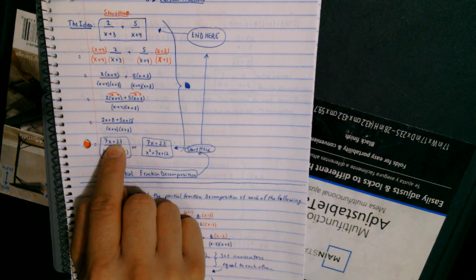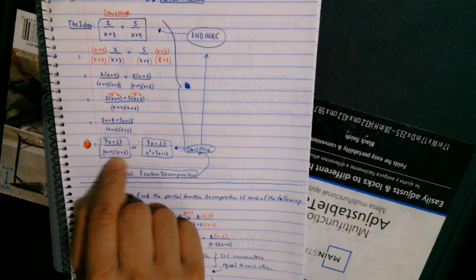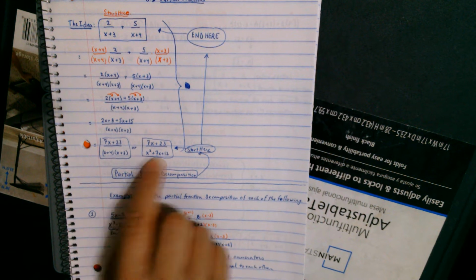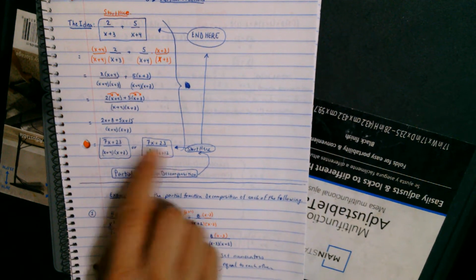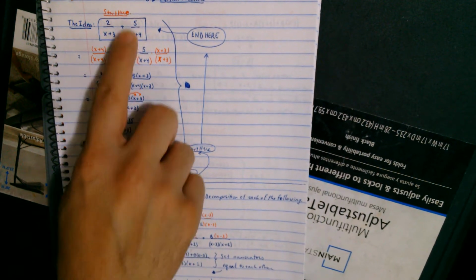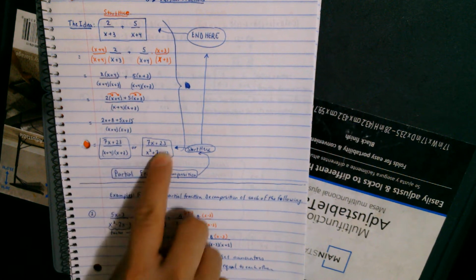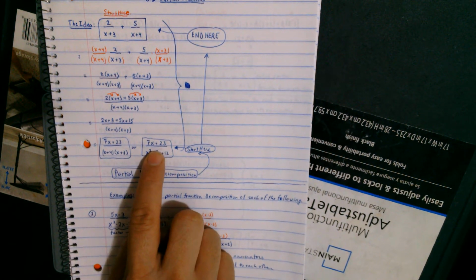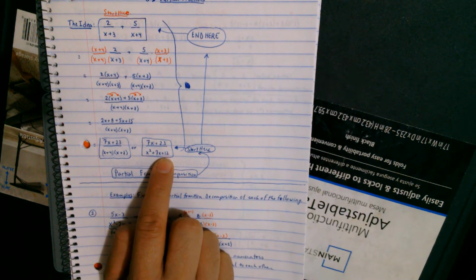And so you end up with 7x plus 23 over these two parentheses, or two products. You can multiply it out if you want and make it look like this. So either way is fine. This would be to simplify the fraction, kind of put it together as one big fraction.